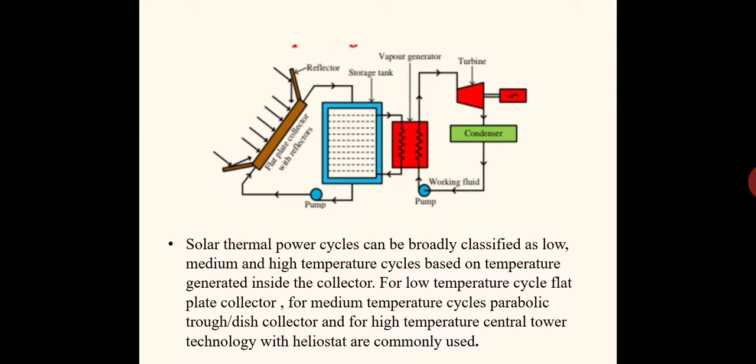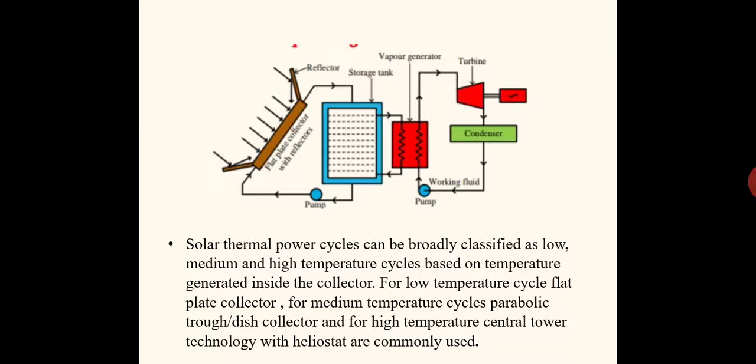For low temperature cycles, flat plate collectors are usually used. For medium temperature cycles, parabolic trough and dish collectors are commonly used, and for high temperature, of course, concentrating type is required. Of these, for the highest performance, central tower technology with heliostats is commonly used. You can refer to the textbook for these types of collectors. This is again a high performance version of the concentrator type. A lot of heliostat plates will be there. From each heliostat plate, the solar energy is reflected to a particular focal point where the heating fluid is kept. That is the working of central tower technology. You can refer to central tower technology for more details.